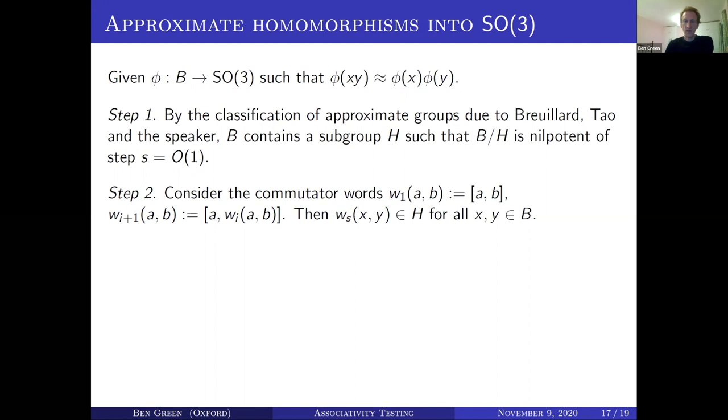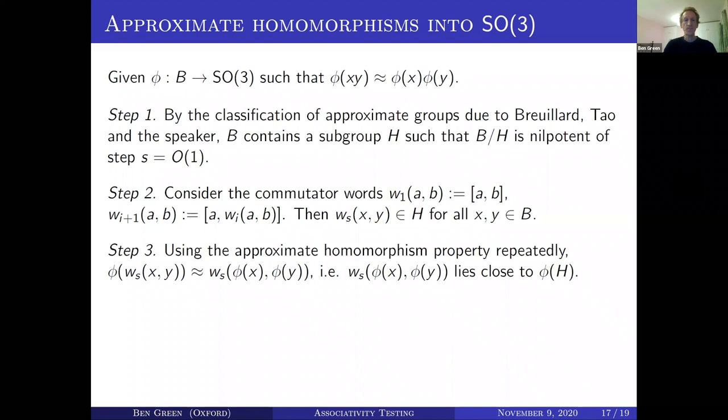Then after we've done this S times, by the definition of nilpotence, that S-order commutator is trivial in B over H, because that's a nilpotent group. And therefore that word W_S of x and y lies in this subgroup H for all x and y in B. So that's using the nilpotence.